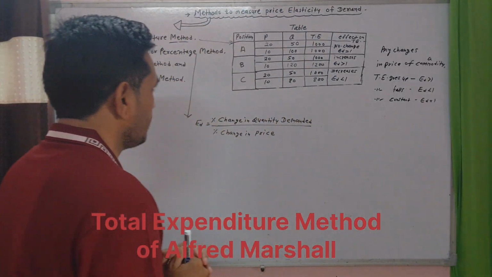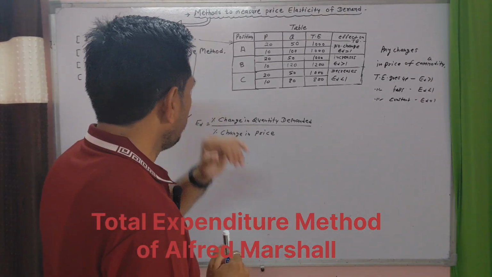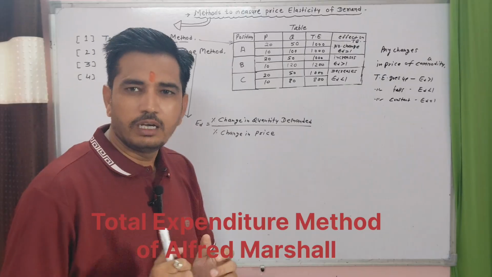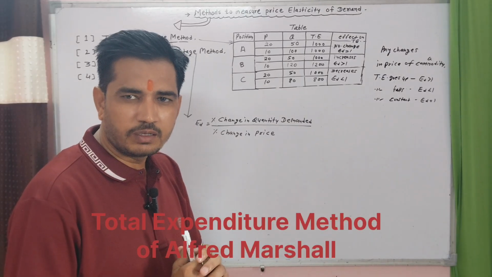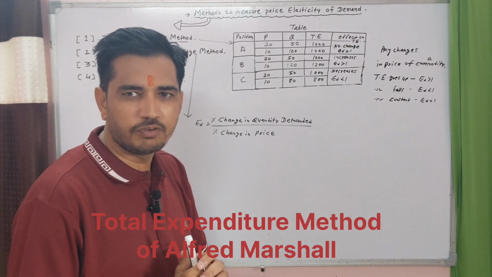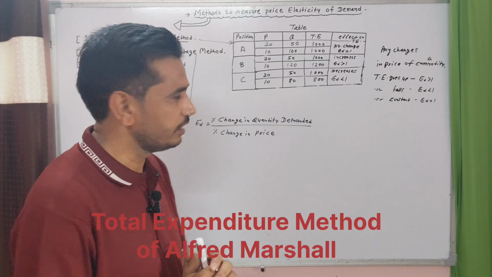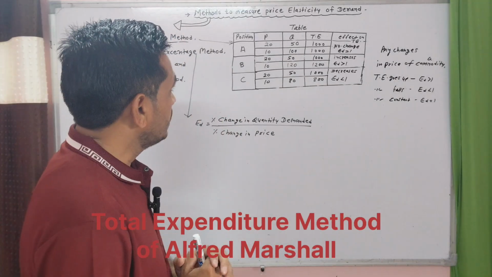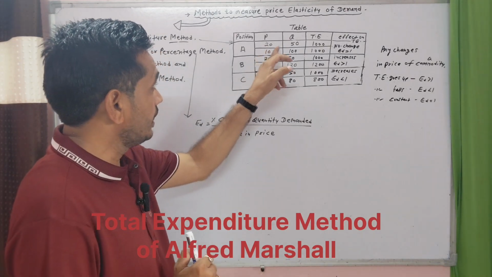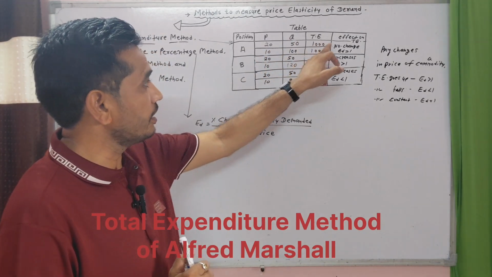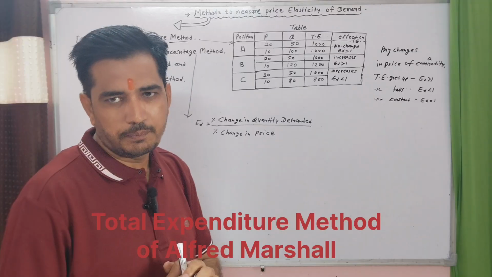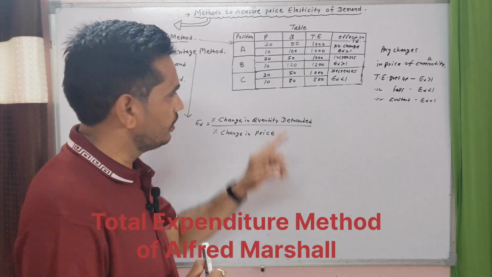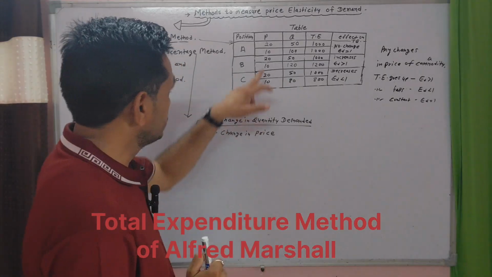So let's go to the table. There are three positions. We already discussed the three positions: elasticity of demand more than 1, less than 1, and unitary elasticity of demand. There are price and quantity demanded, total expenditure, and the effect of any change in price. So let's go for the first position.